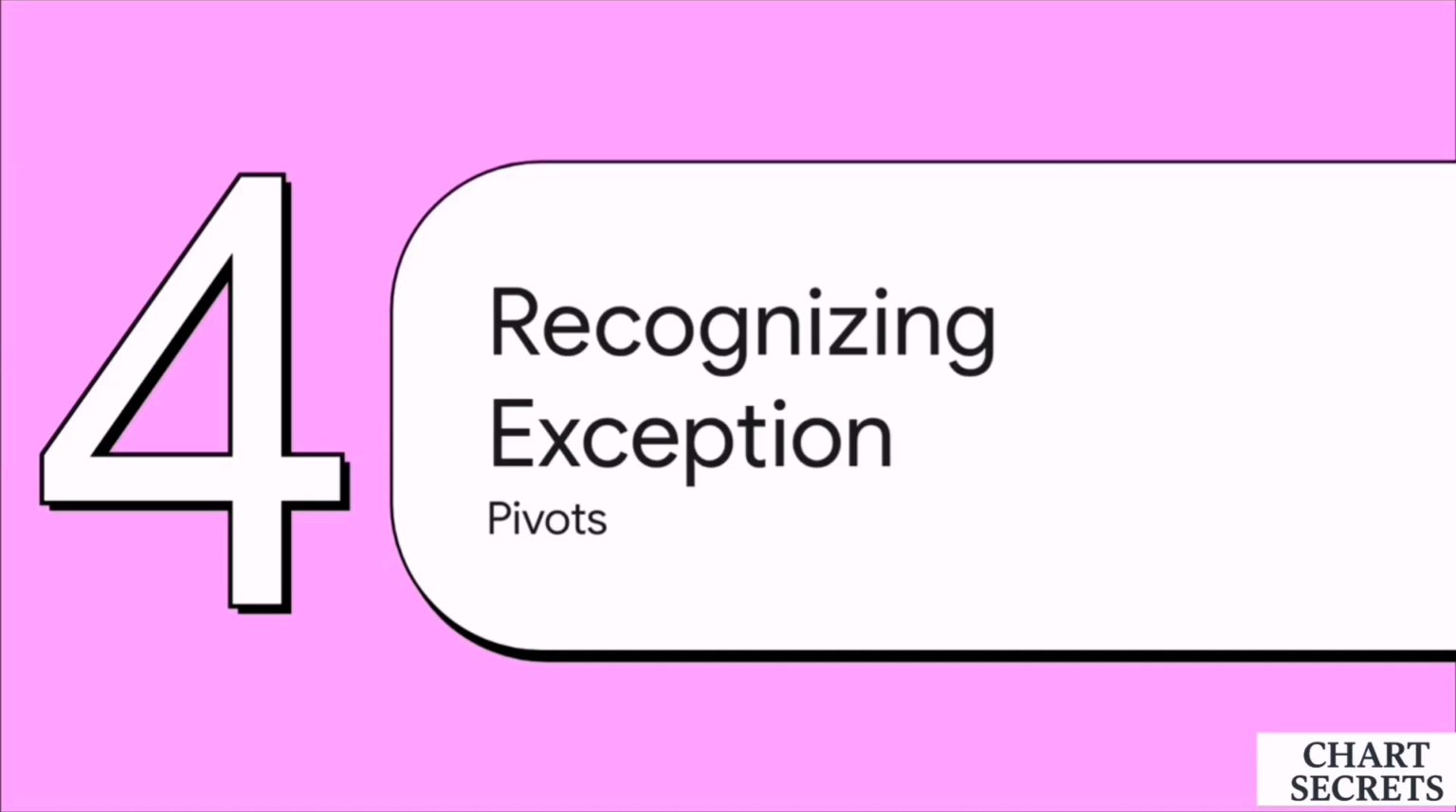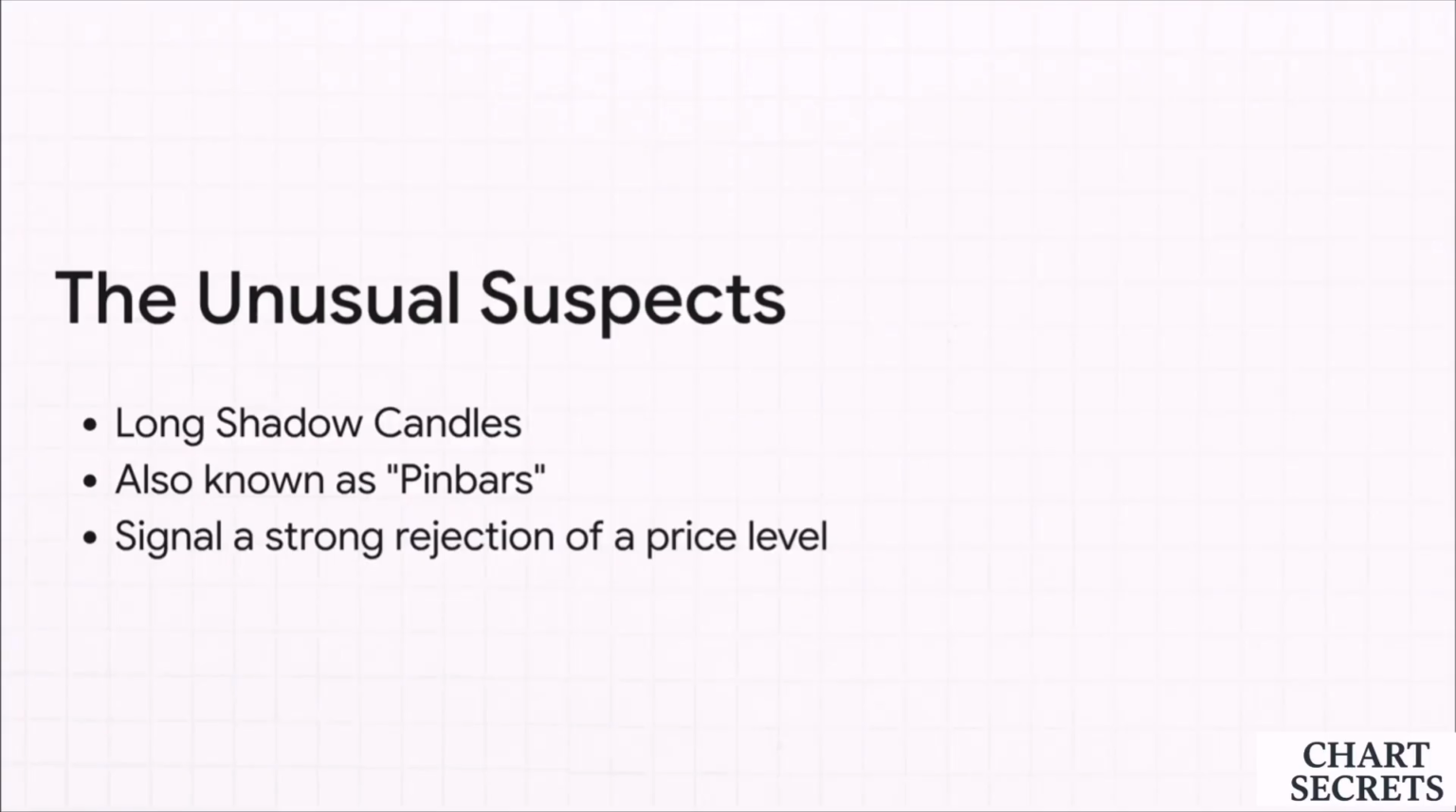All right, we've got our main rules. But every good detective knows you have to keep an eye out for the unusual suspects. Those special cases that don't always follow the book but are incredibly important. The big exception here is a candle with a really long shadow. A lot of people call it a pin bar. That long tail or shadow is a huge clue. It basically tells us the market tried really hard to push to a new price, but it got aggressively rejected. That's a powerful signal of a potential reversal right there.